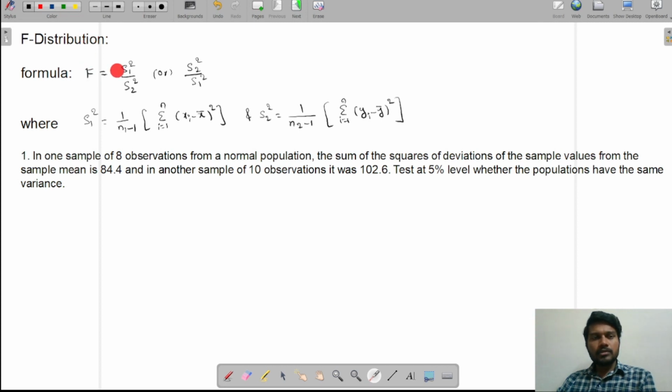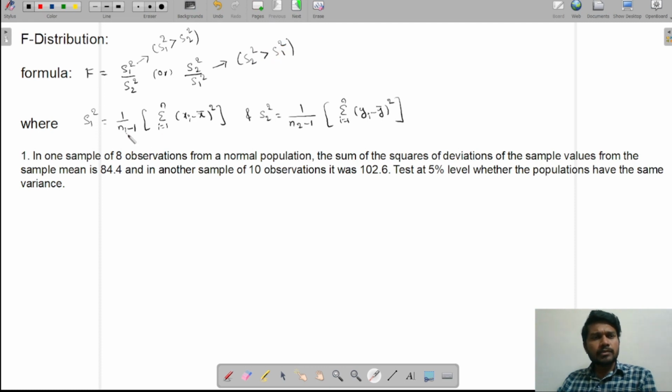F equals S1 square by S2 square, or S2 square by S1 square. The first formula is used when S1 square is greater than S2 square, and the second formula is used when S2 square is greater than S1 square.